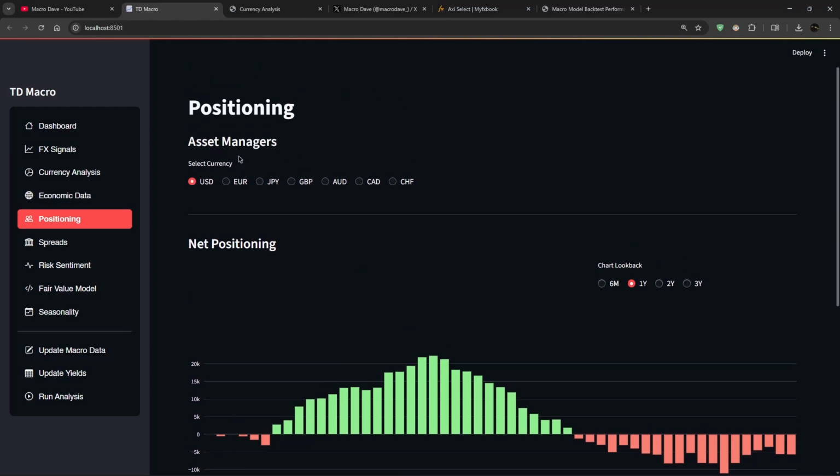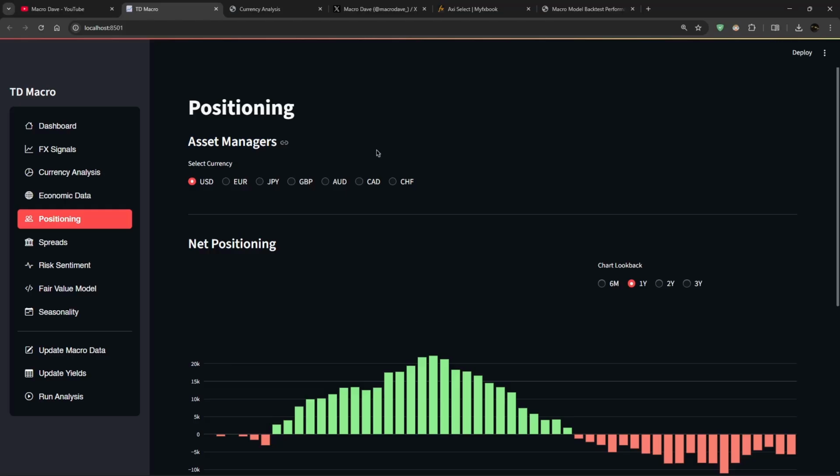So the positioning page, we look at asset managers. And if you know about the CFTC and institutional positioning from the COT data, you know that you have asset managers, leverage funds, and non-commercials. And if you know that, you're saying, why am I using asset managers? Why don't I use non-commercials? And my friend, it all comes down to what the backtest showed us.